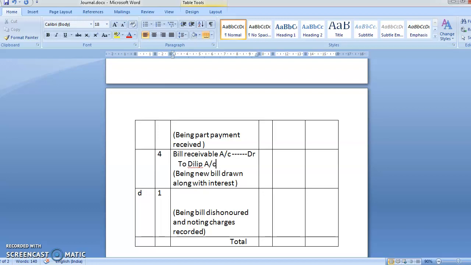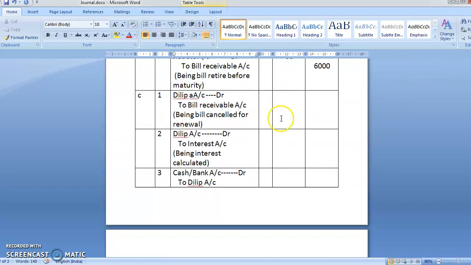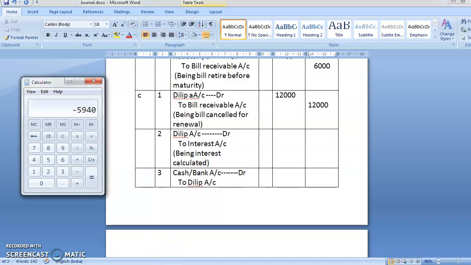One is for cancellation for the renewal. Yes, second is for the interest calculation. Third is for the part payment. First is Dilip, being bill cancelled for the renewal, being interest calculated, being part payment received, and this. So what was the amount of the bill? The amount of the bill was 12,000. Now how are you going to calculate the interest?